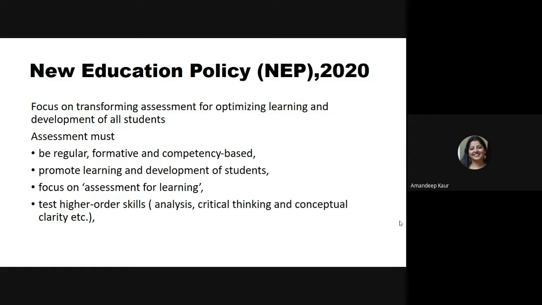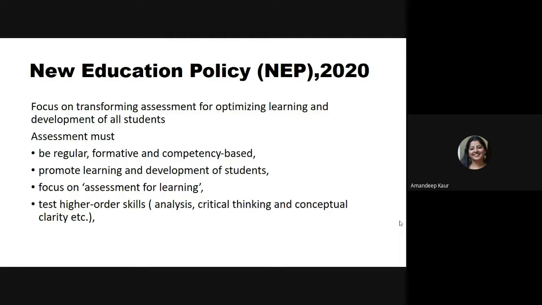When we say formative assessment, it means the score or the grade or the remark that the student obtains from the teacher is not going to add to the final score sheet of the student. The purpose of formative assessment is to gradually improve the quality of the work produced by the student in the presence of the faculty. And it must be competency based.